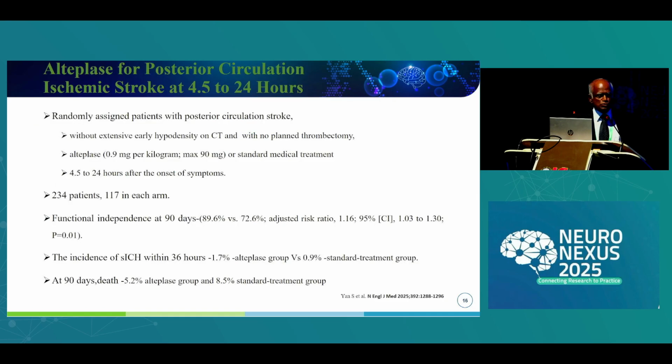They randomly assigned patients with posterior circulation stroke, without extensive early hypodensity on CT and who had no plans for thrombectomy, to alteplase at the conventionally recommended dose, 4.5 to 24 hours after the onset of symptoms. There were 234 patients, 117 in each arm. Functional independence at 90 days was better. However, the incidence of symptomatic intracerebral hemorrhage was high, and deaths were definitely less in the alteplase group compared to the standard care group.